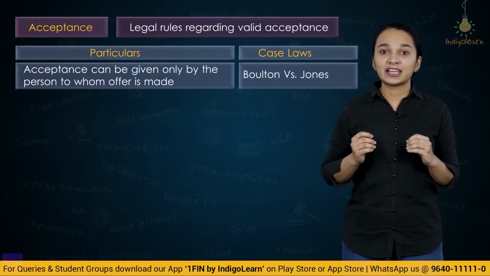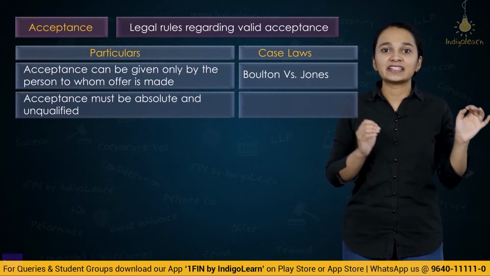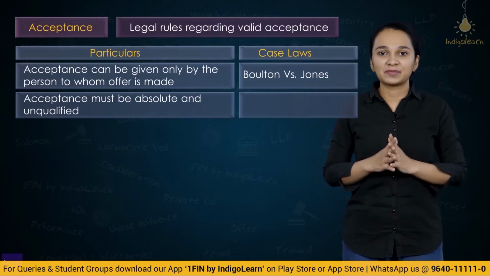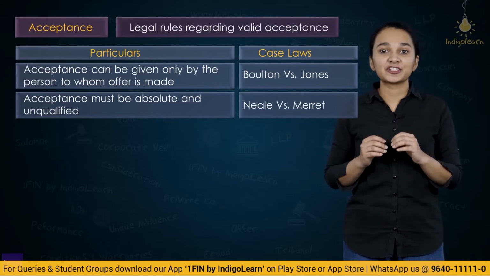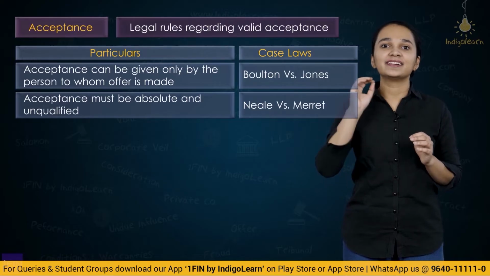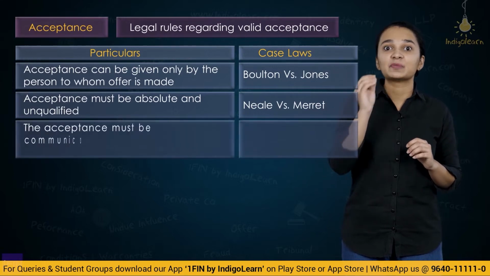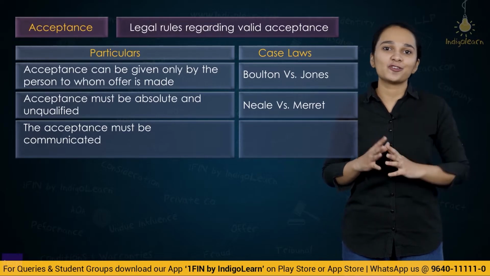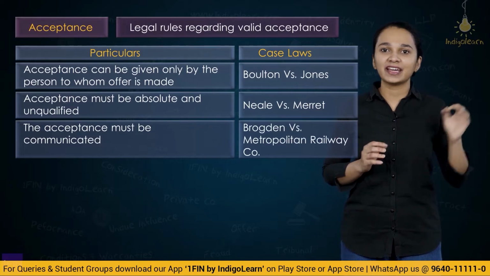The next essential element was acceptance must be absolute and unqualified. Absolute means complete and it should not be a conditional acceptance. And the case law which we've seen here was Neil versus Merritt. There we have understood that acceptance which is being given should be complete and should not be a conditional acceptance. After this, we have also understood that acceptance must be communicated. Communication of acceptance is as important as communication of offer. And the case law which we have understood here was Brogden versus Metropolitan Railway Company.